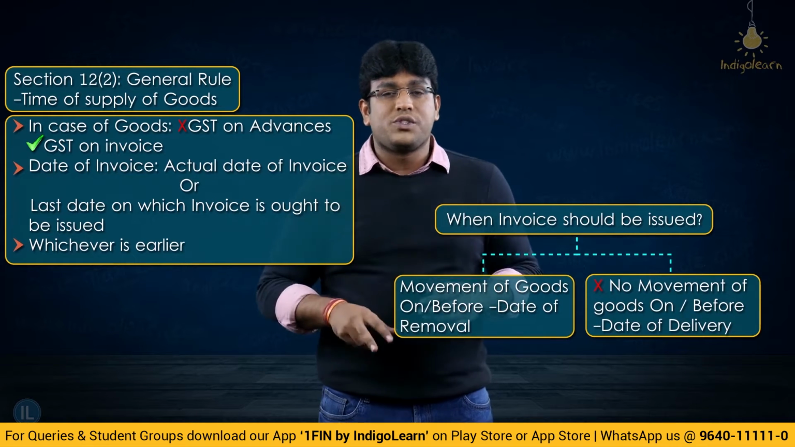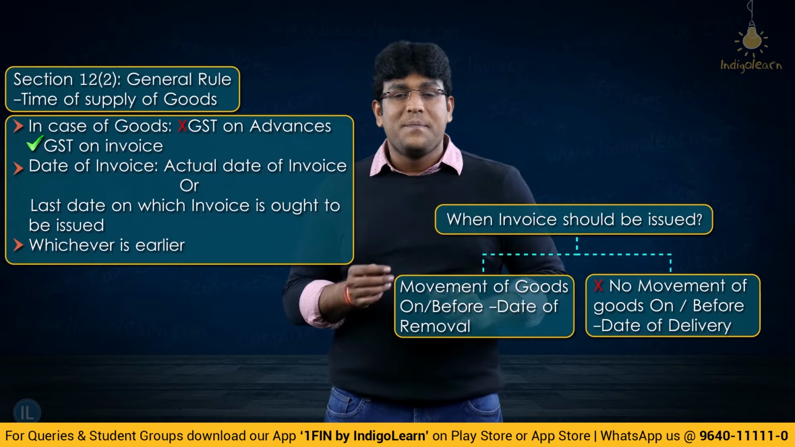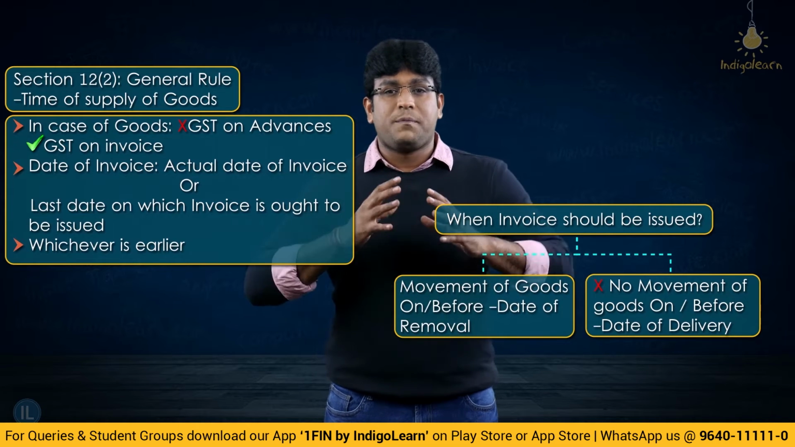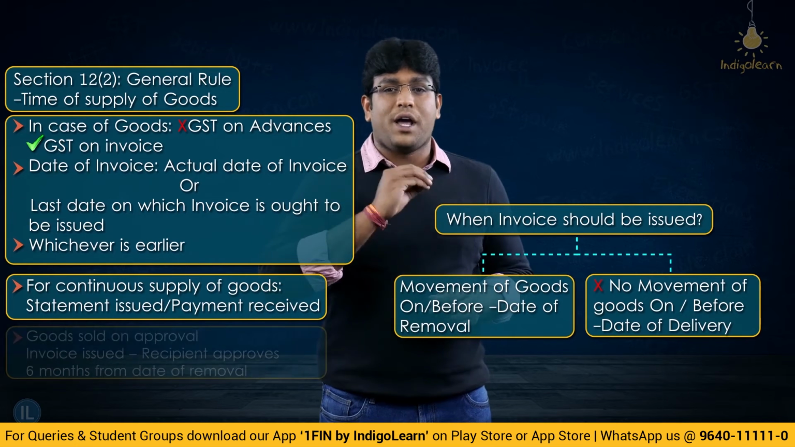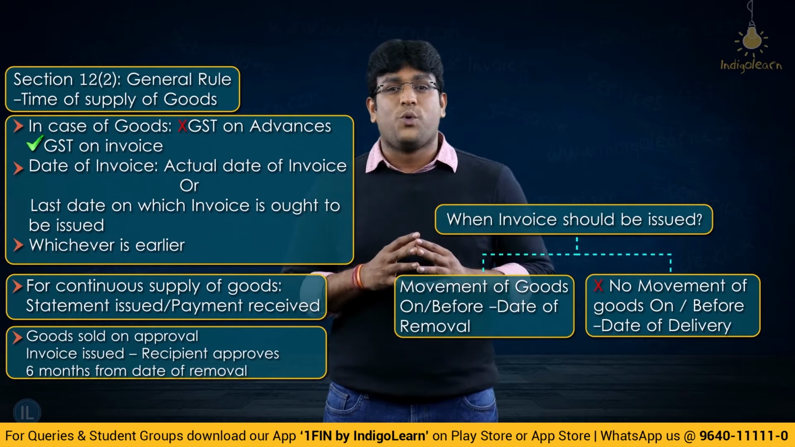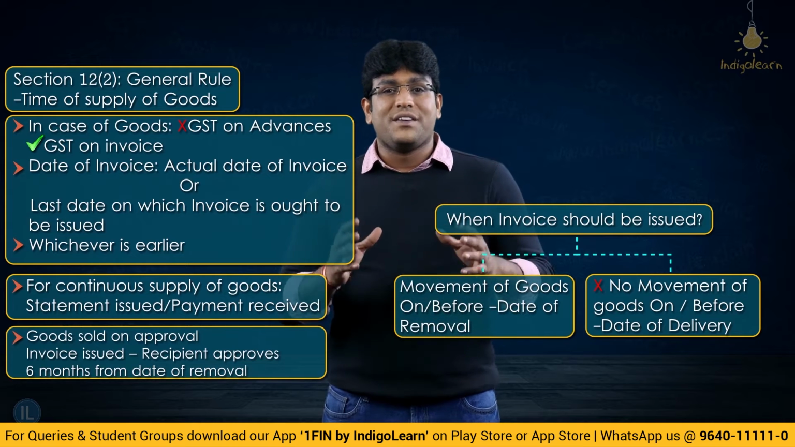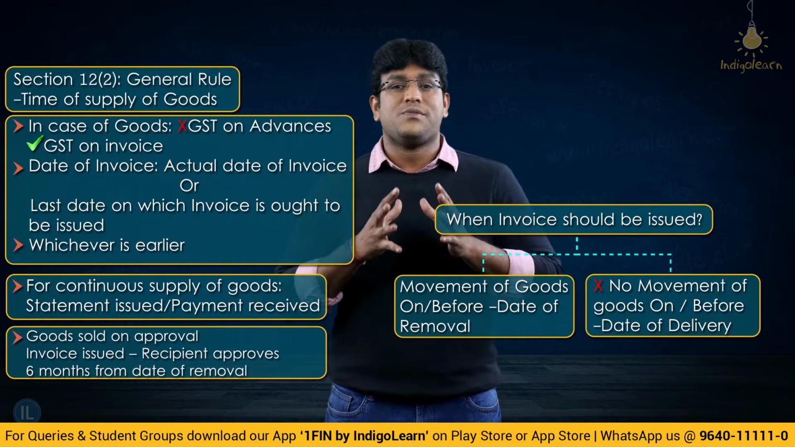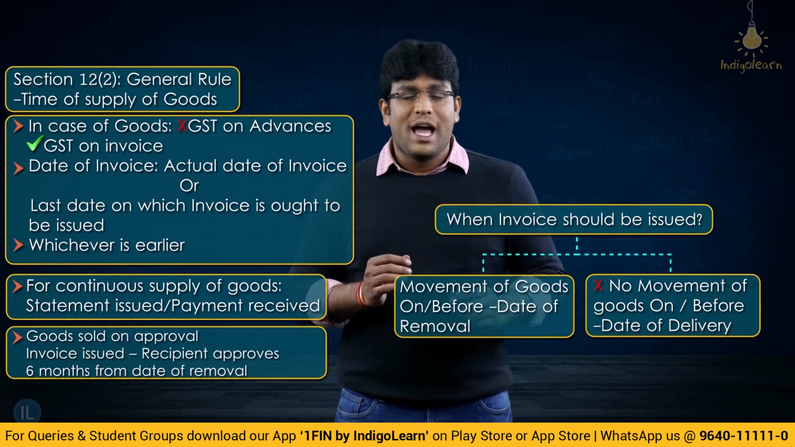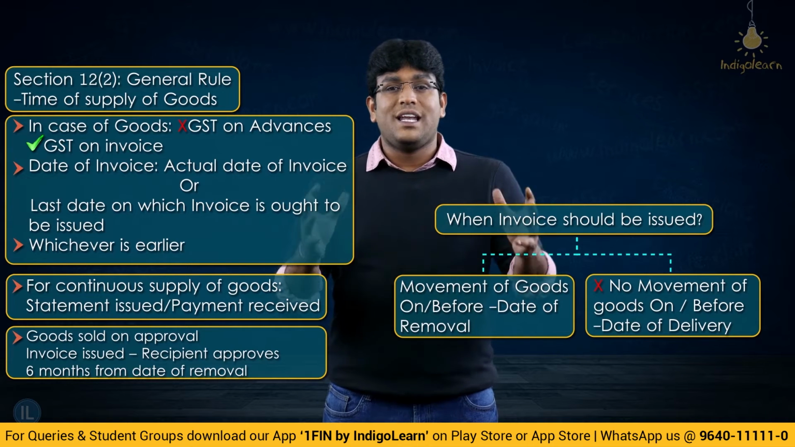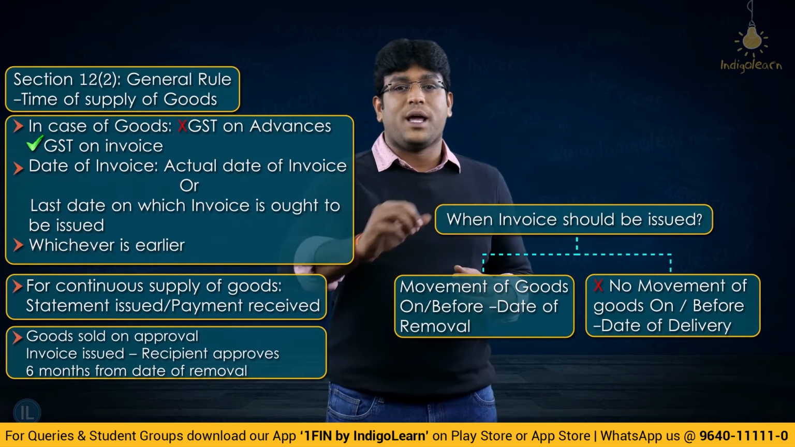in case where there is movement of goods, on or before date of removal, and no movement of goods, on or before date of delivery. And for continuous supply of goods, when statement is issued or, as the case may be, payment is received. And for goods sent on approval basis, invoice is supposed to be issued at the time when recipient approves or 6 months from the date of removal, whichever is earlier. All these interesting points we discussed with respect to general rule in case of time of supply for goods. And the foremost point we discussed there was GST liability will not arise on advances. That is, the GST liability will arise only at the time of invoice.